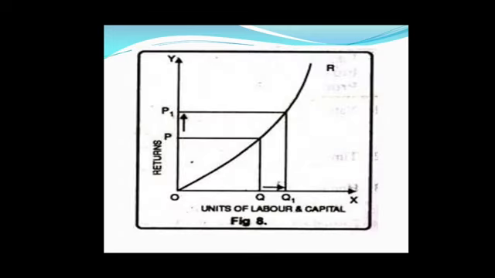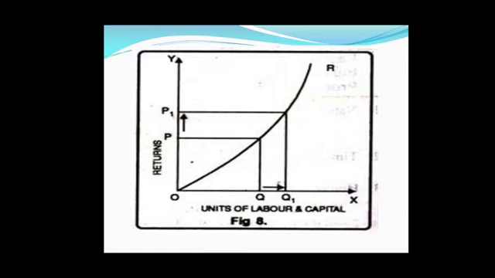Dear students, we can illustrate the increasing returns to scale with the help of the diagram given here. Here in this figure, OX, or the x-axis, represents the units of variable factors. That is, here we take labor and capital as the variable factor, while OY, that is the y-axis, shows the increase in output or simply returns.